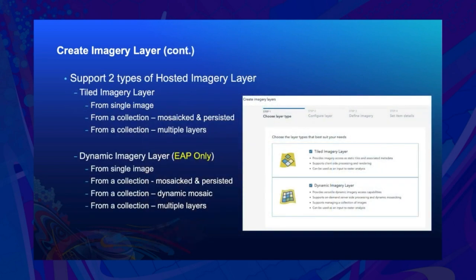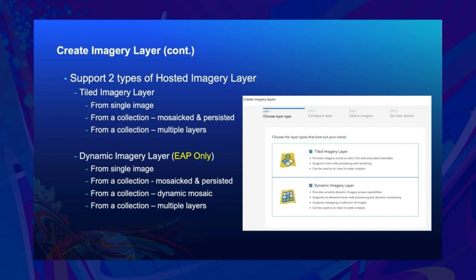By clicking on that option, you expand it and bring up the Create Imagery Layers wizard. Under this wizard, there are two different types of imagery layers you can create by uploading your local data. There is the tile imagery layer type, and there is the dynamic imagery layer type. Please be aware that dynamic imagery layer will still stay in the early adopter program in this 9.1 ArcGIS Online release.